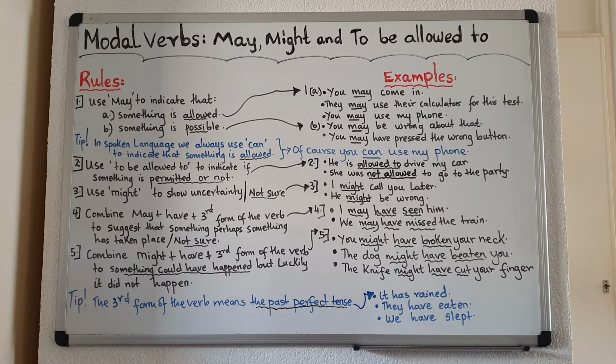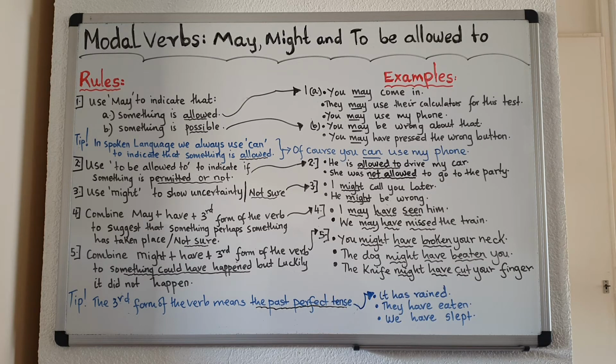So sentence 1, he is allowed to drive my car. If he had not been given the permission to do that, then we can say he is not allowed to drive my car. She was not allowed to go to the party. If she was allowed to go to the party, then we would say she is allowed to go to the party, or she was allowed to go to the party.